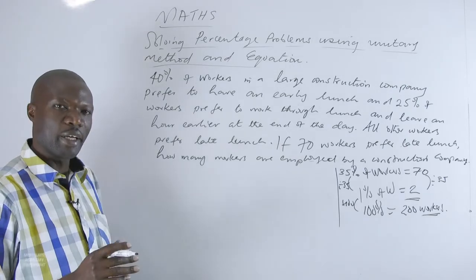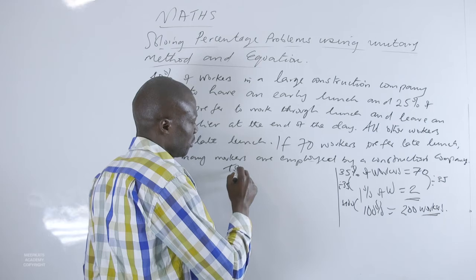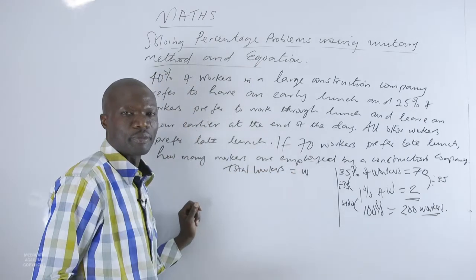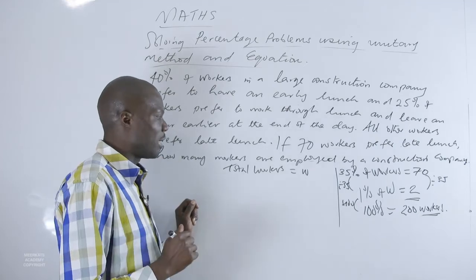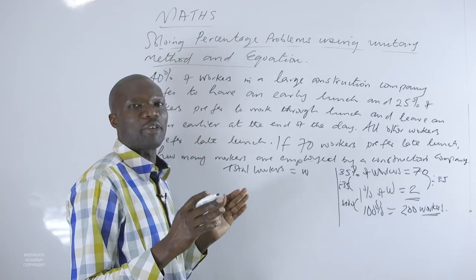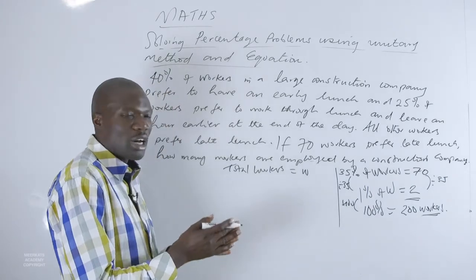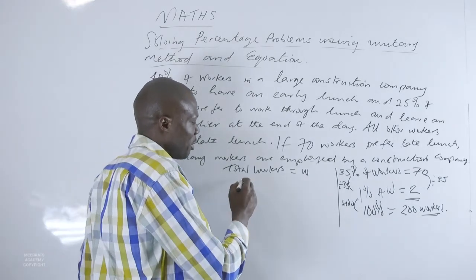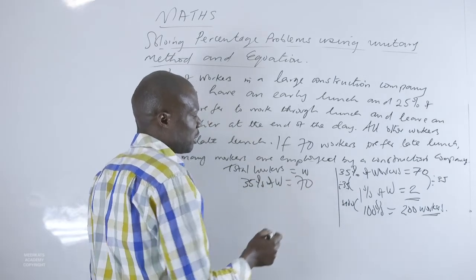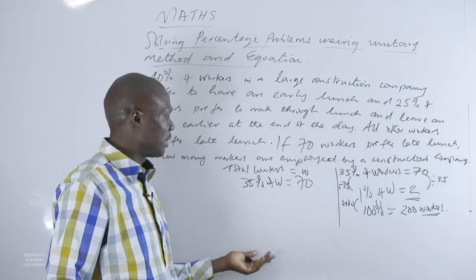Alternative 2 would say, let the total number of workers be W. Then we say this: those who prefer late lunch are equivalent to 70 workers, and those people are equivalent to 35%. Therefore, 35% of W is equal to 70. See that? So we are looking for W and we are done.